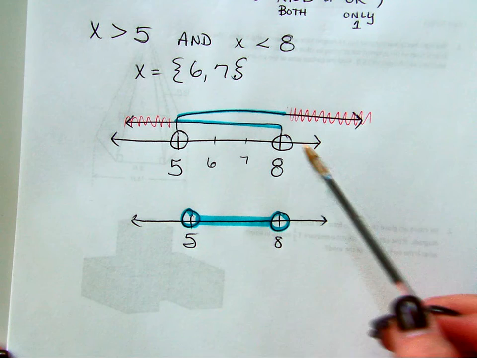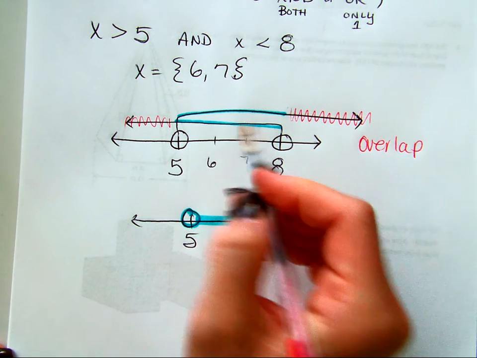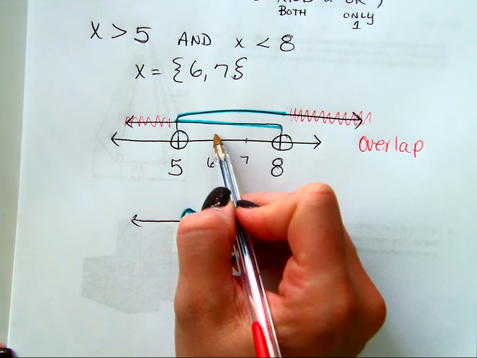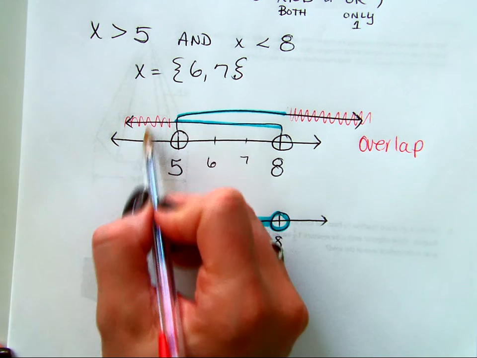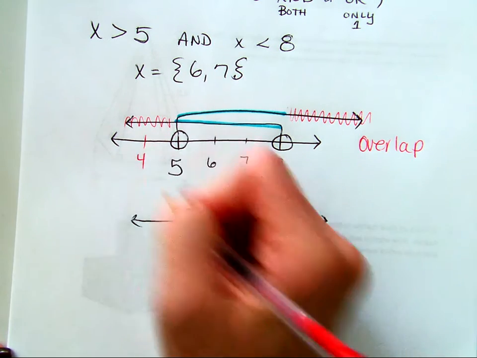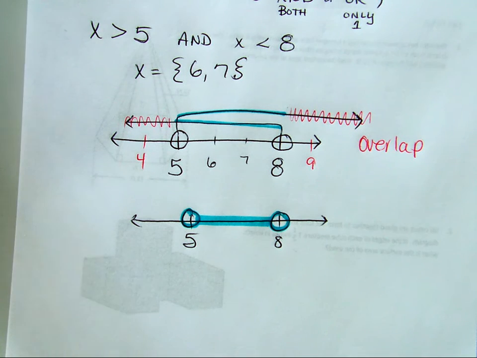So do you see what I mean by overlap? The overlap is where you follow a number up and it hits both of the highlighted lines. And there is no overlap at 4, right? There's no overlap at 9 because 9 and 4 are not part of that solution set. Only 6 and 7 are.